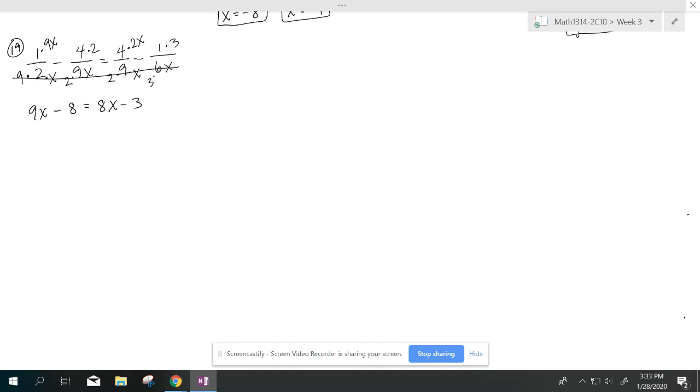Which x do you want to move over? Okay. So we'll take the 8x over, which means the negative 8 also has to move. And that's going to end up being 5. x equals 5. Right? 9 minus 8 is 1x. And that becomes positive 8 minus 3. 8 minus 3 is 5.